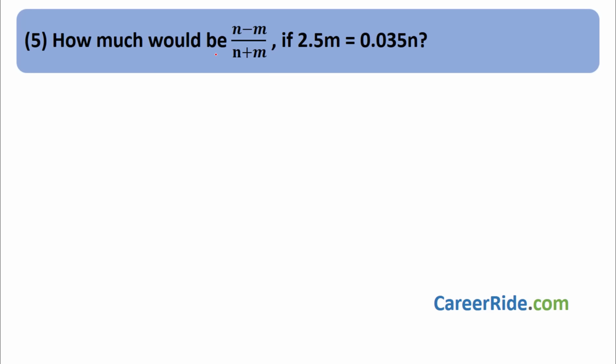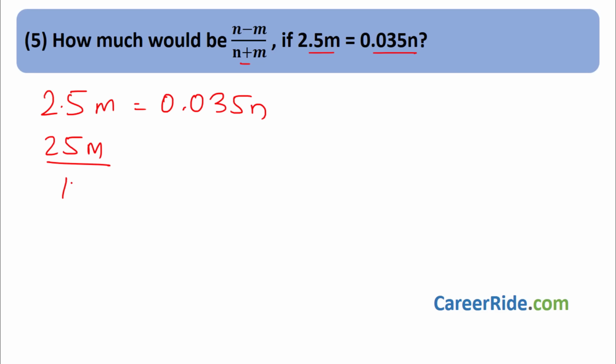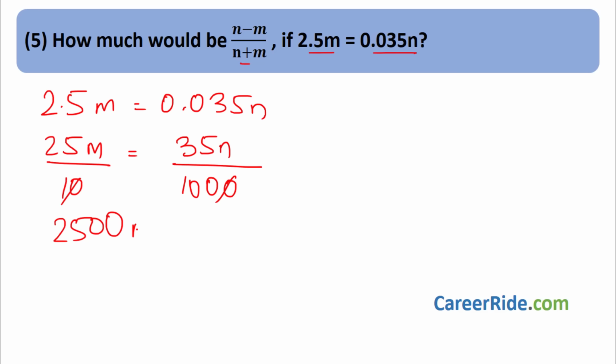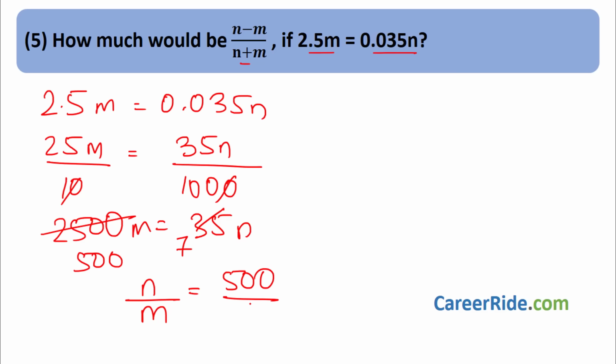Question number 5. How much would be n minus m upon n plus m if 2.5 m is equal to 0.035 n? Very easy sum. Let us see how to solve. What have they given? 2.5 m is 0.035 n. So 25 m upon 10 would be equal to 35 n upon 1000. What you will get over here? You will have 2500 m would be equal to 35 n. 5 7s are 5 5s are. Okay. So n upon m would be equal to 500 upon 7.